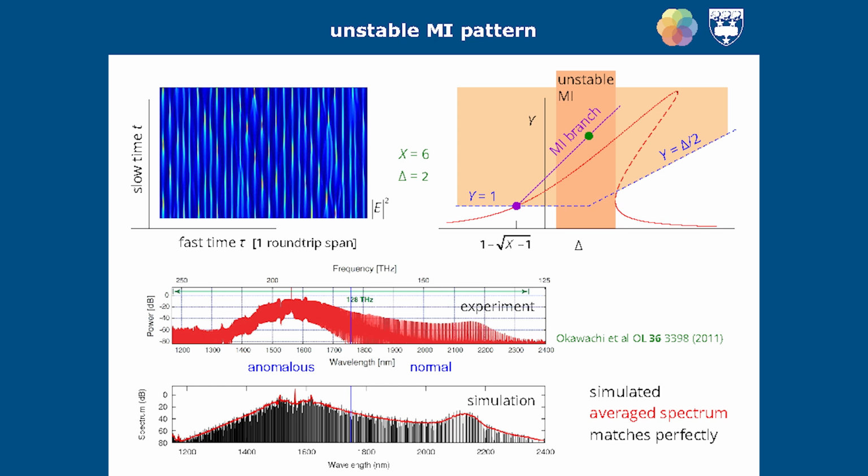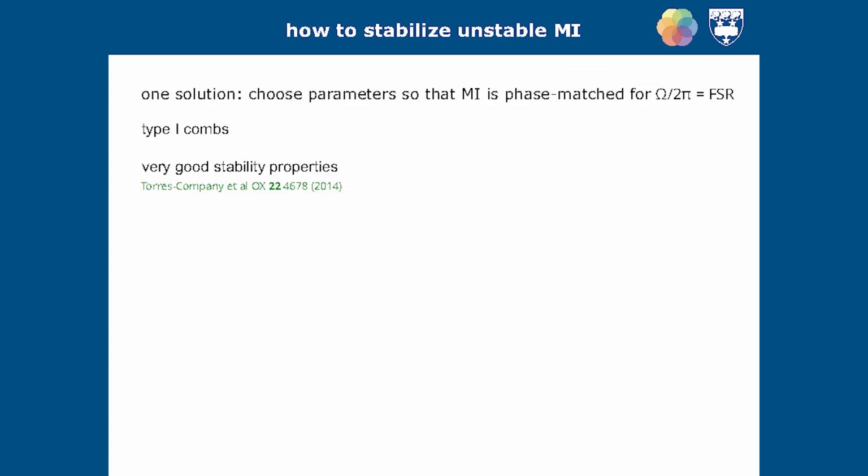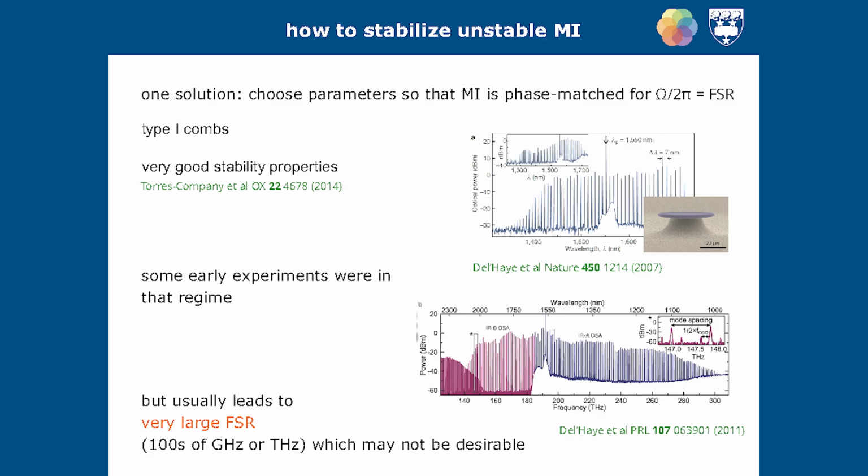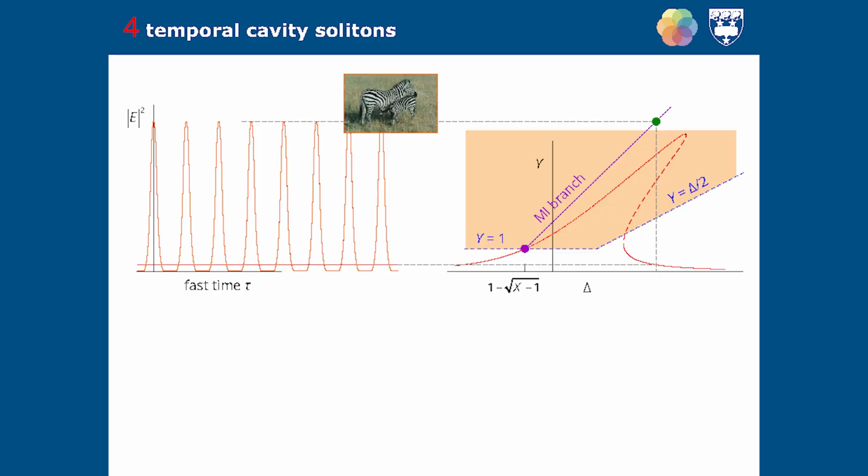How can we stabilize things? Well, one way to stabilize is to ensure that your modulation sidebands fall at 1 FSR. But the only good way of doing that is to use a very small resonator, which has a terahertz free spectral range, not necessarily a nice thing. But it is probably what happened in that 2007 experiment. The other way is to use the so-called cavity solitons. And I think I still have like 8 or 10 minutes.